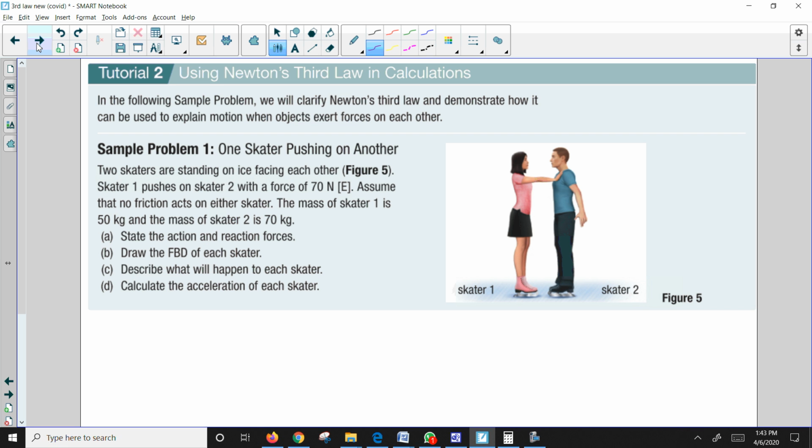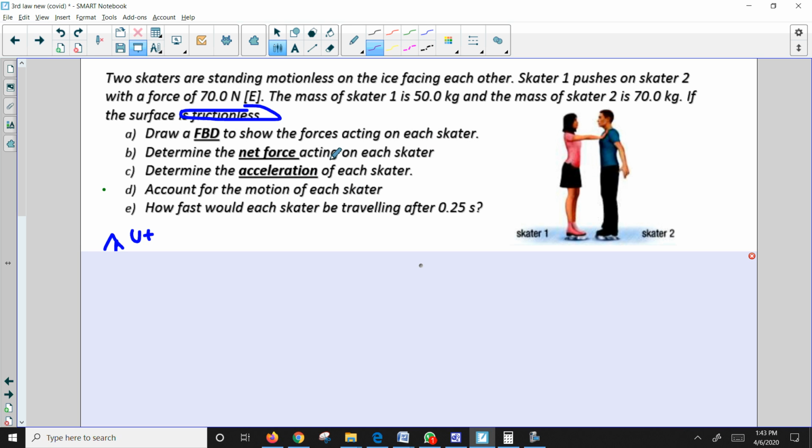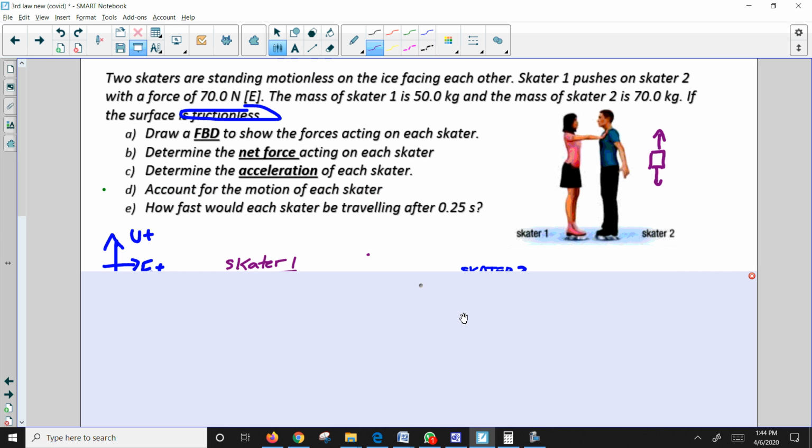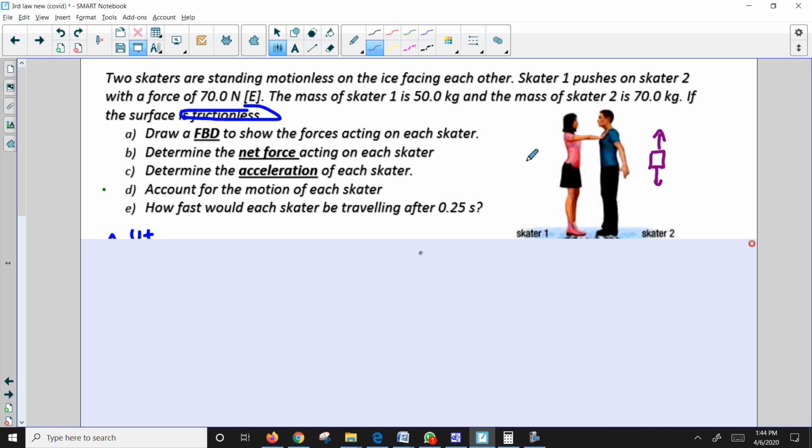Okay, so we're going to go through one of the examples in your textbook. This is tutorial 2 in your section on third law, and I've just modified it slightly, so I've got additional questions I'm asking. Basically the idea is this: you've got two skaters. You've got one skater here, and I'm going to draw a little free body diagram. Both of them have gravity and normal forces acting on them, but we're going to ignore them for now. We don't need them for the time being. In the future we'll have to include them, but just for now, ignore them.